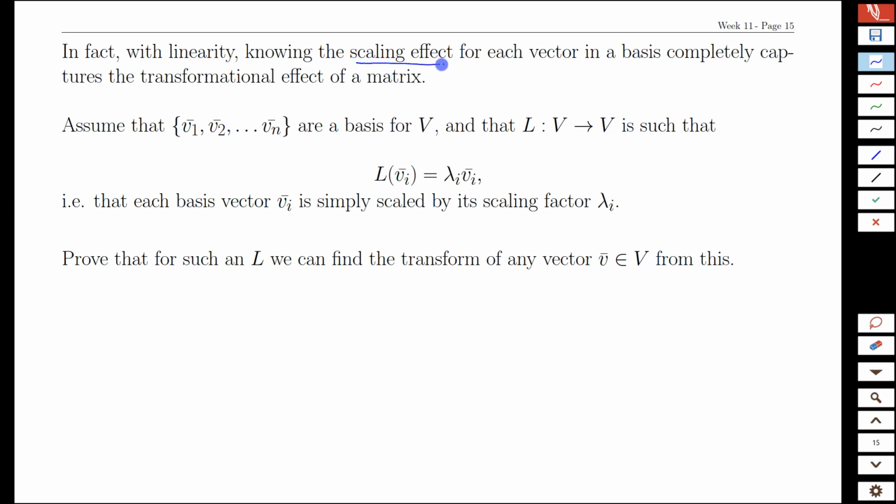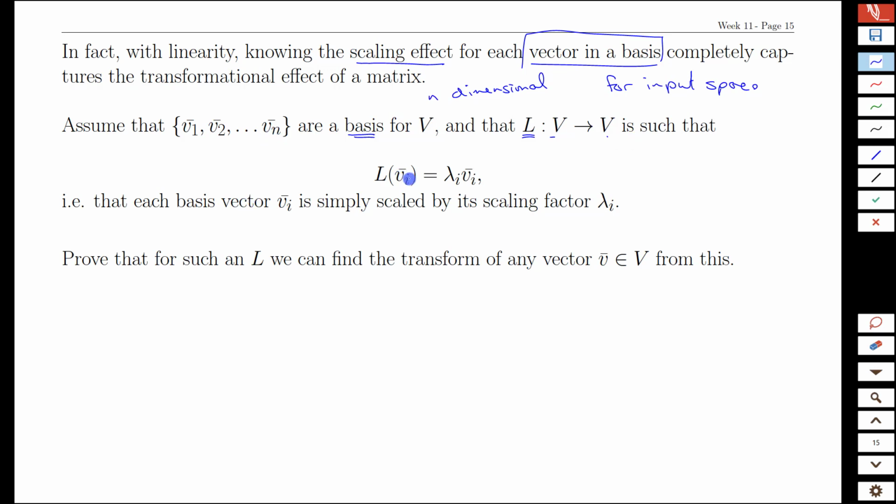If we know the scaling effect for each, here's the key thing, vector in a basis for the input space, that completely captures everything we need to know about the transformational effect of that matrix. Let's do this in the general case. So we're going to have a linear transform that goes from V to V, and this is very clearly an n-dimensional space. How do we know? Because we have a basis with n vectors in it, and the number of vectors in a basis is the dimension of the space, all that stuff.